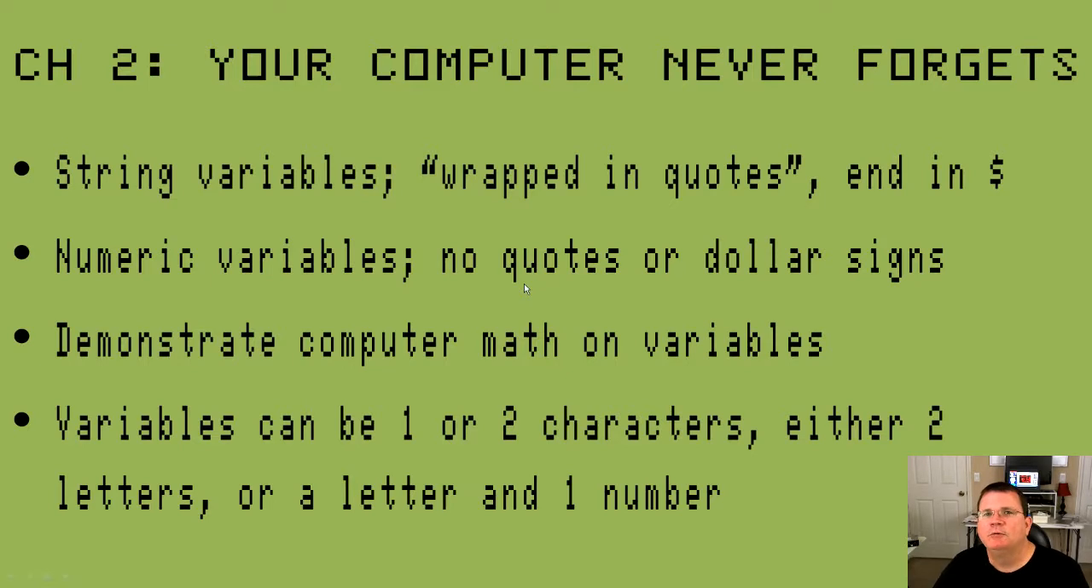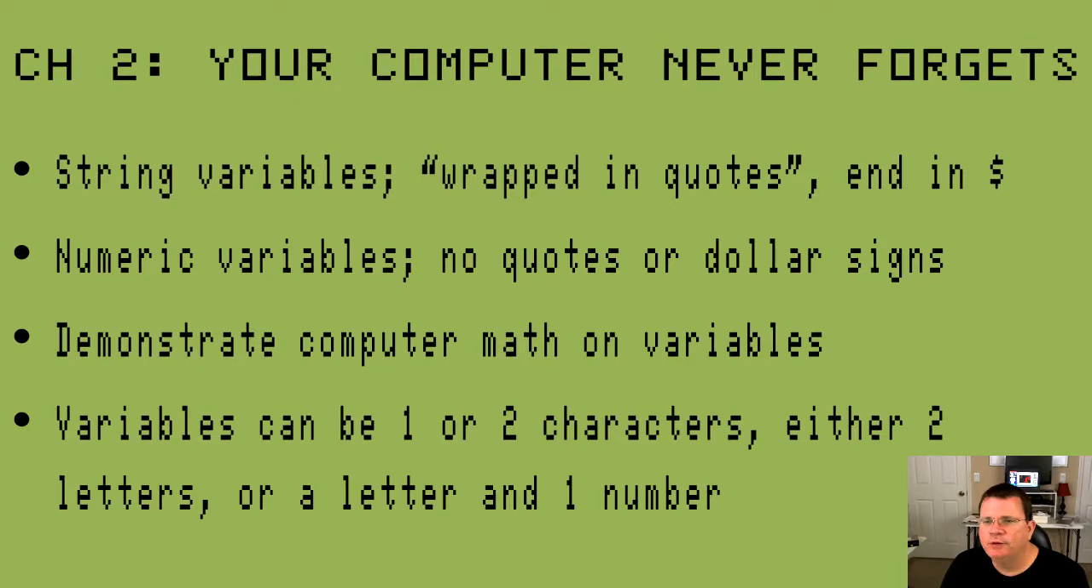Chapter 2 was called Your Computer Never Forgets. So string variables are wrapped in quotes and end in a $ sign. Numeric variables have no quotes or $ signs. It demonstrated computer math on variables. So if you say x equals this and y equals that, what is x plus y? What is x times y? What is y divided by 2? So doing math on a variable, which coincidentally is when algebra finally made sense to me. It was when I started programming because I actually had a frame of reference to apply it to.